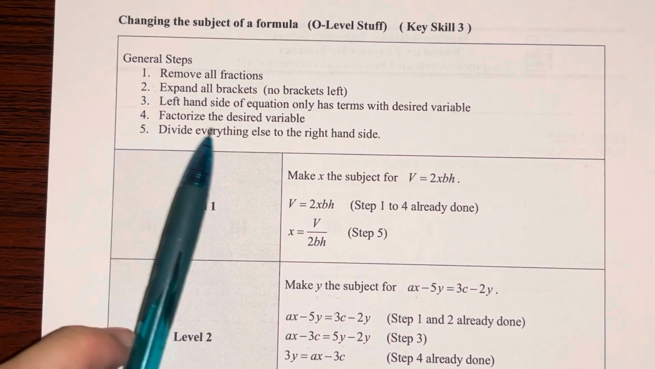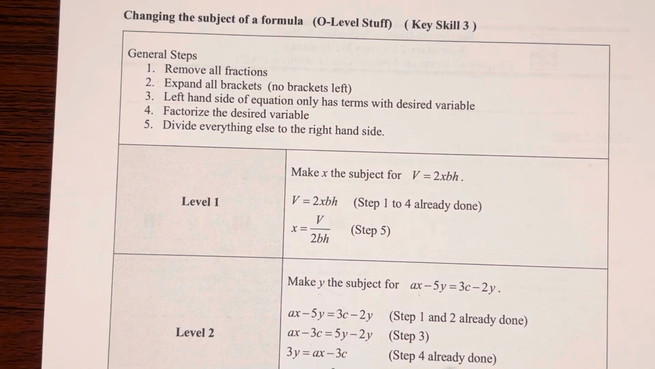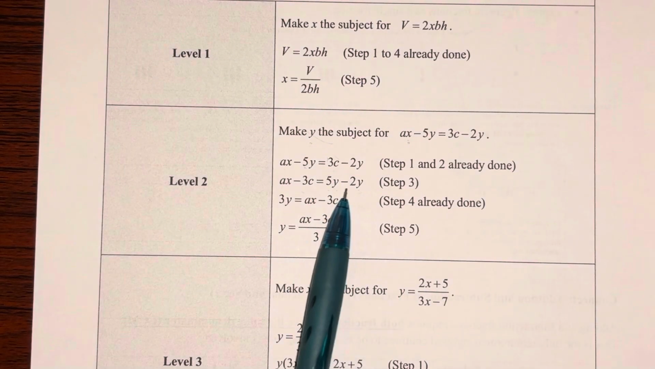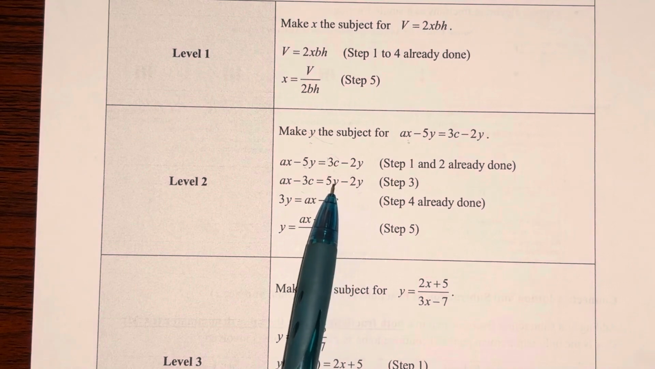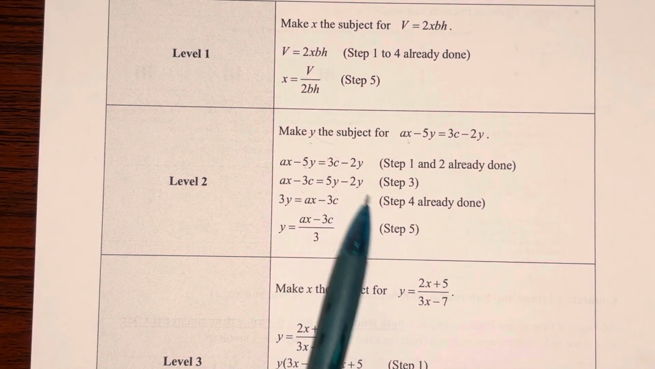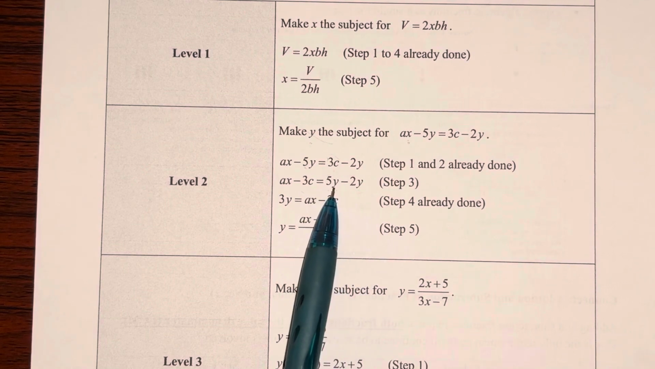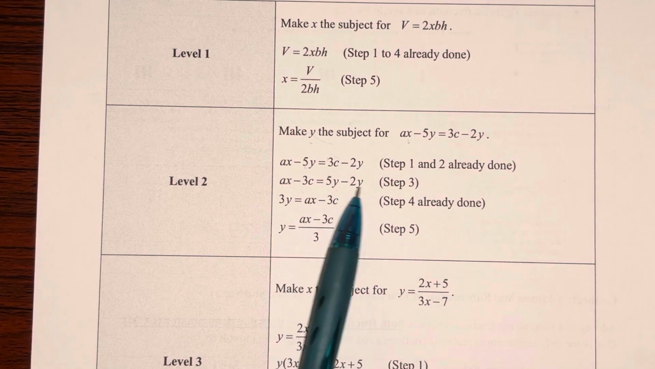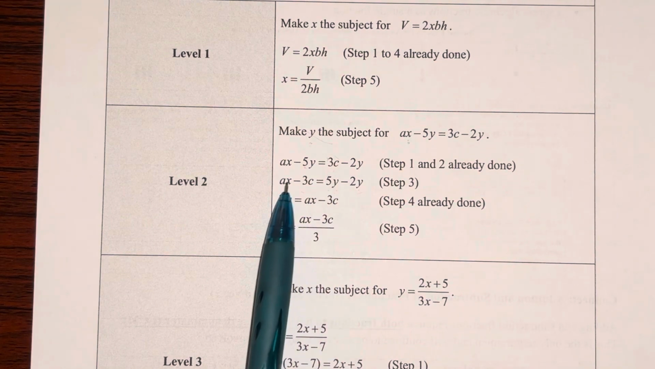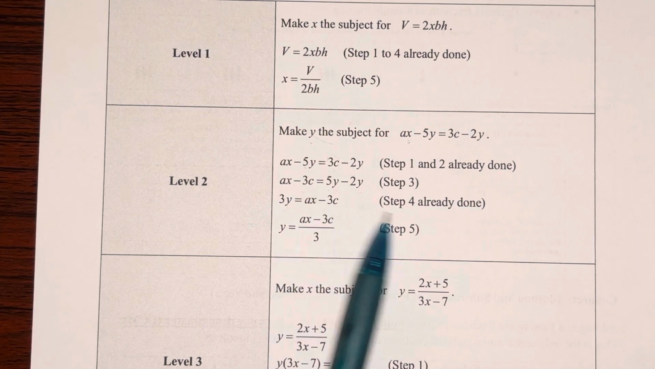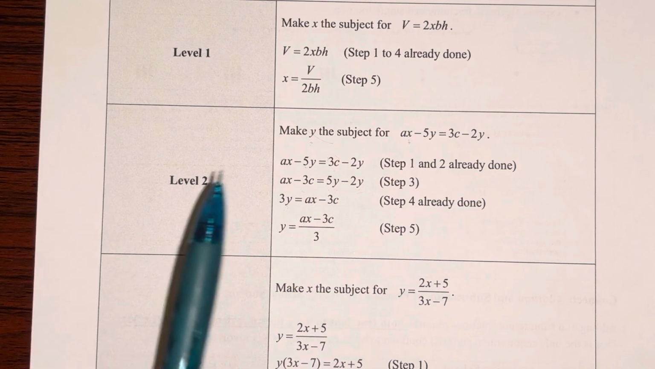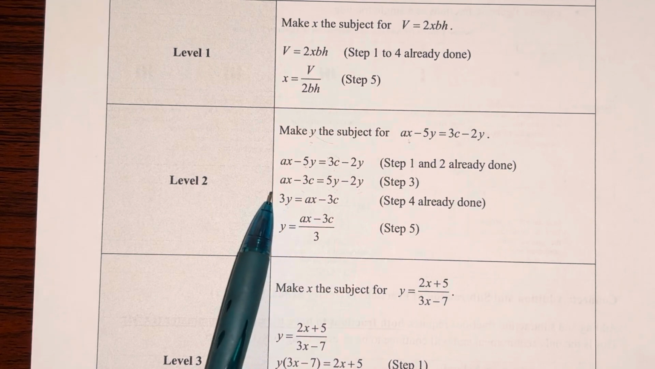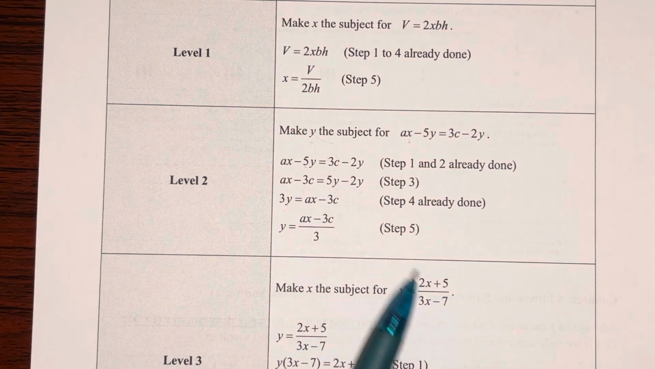Next, step 4 will be factorize the desired variable. Over here, all the y's are on the right side. I'm going to factorize this y out. In fact, sorry, there's no need to factorize, because there's nothing to factorize. You just simplify only. So it's 5y minus 2y, which is equal to 3y. And here, the same. So step 4 is already done. And at this point, I just want 1y. I have 3 now, so the 3 divides over to the other side, and it's done.